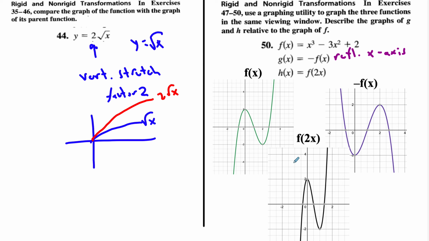reflection. F of 2x. So f of x compared to f of 2x would be what? Well, it looks like we've taken this thing and we have not changed it vertically because it's still going as high as 2 as low as -2, right? But we have compressed it compared to this, which means that this is a horizontal compression factor 2.